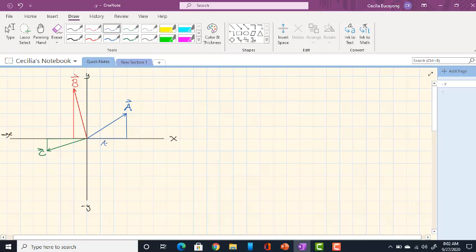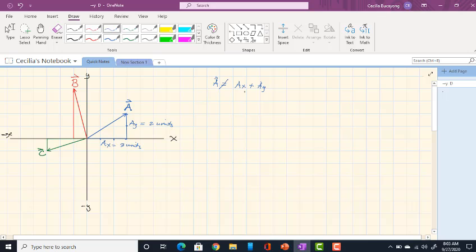Sample AX. AX, how many units? So it's about 1, 2, 3. So 3 units. How about AY? The AY is equal to 1, 2. So that's 2 units. Okay. So my question, is vector A now equal to AX plus AY? Is this correct?